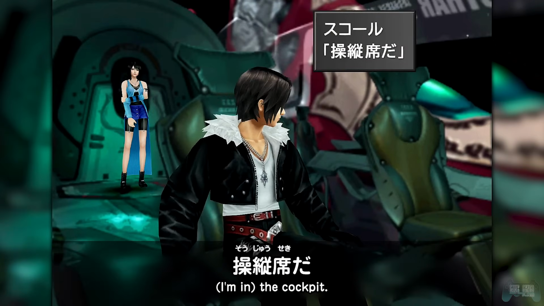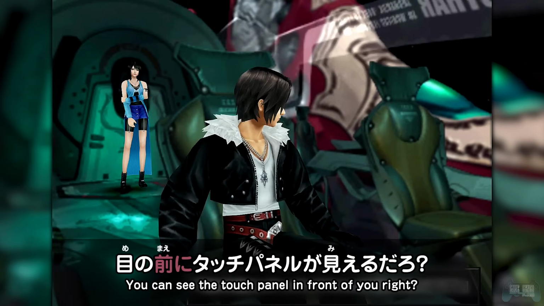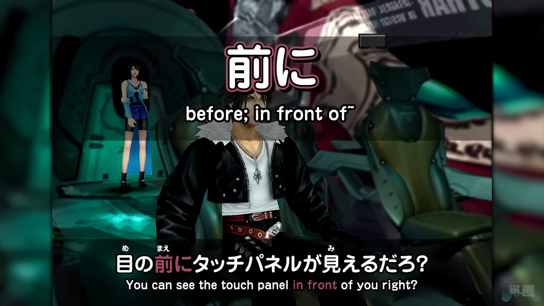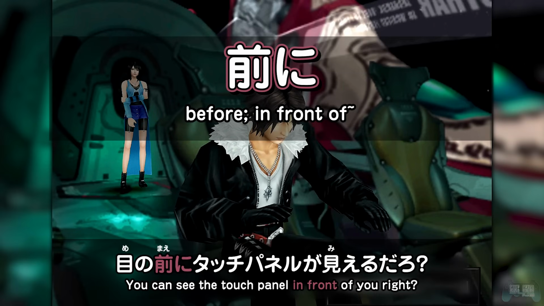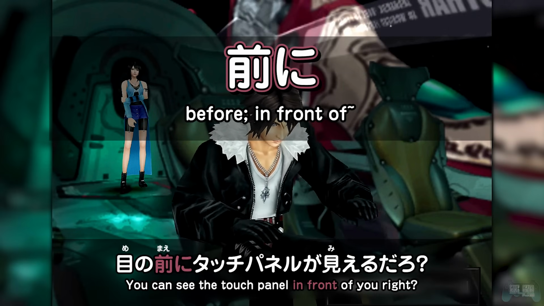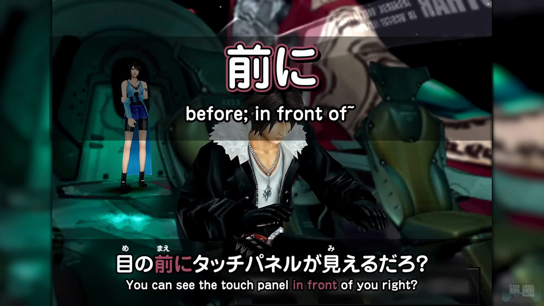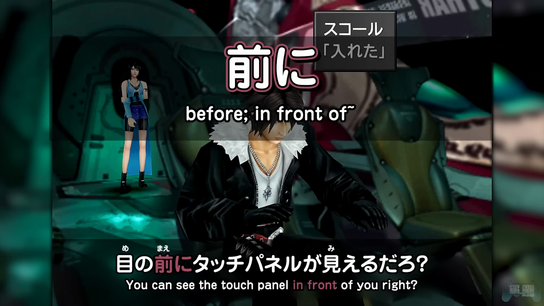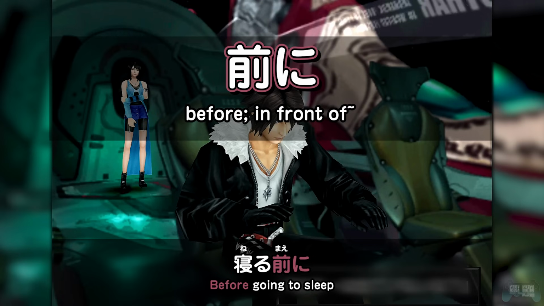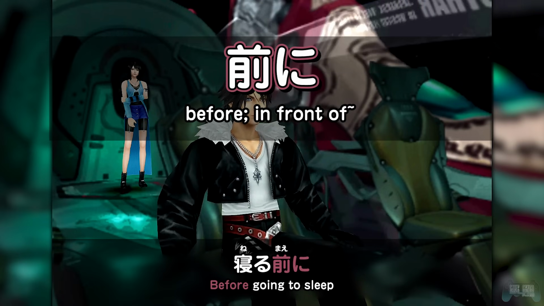Mae, before or in front of. This grammar is used mainly for two situations. The first one is to say that something happened before a certain time or event, like neru mae ni. This means before going to bed.